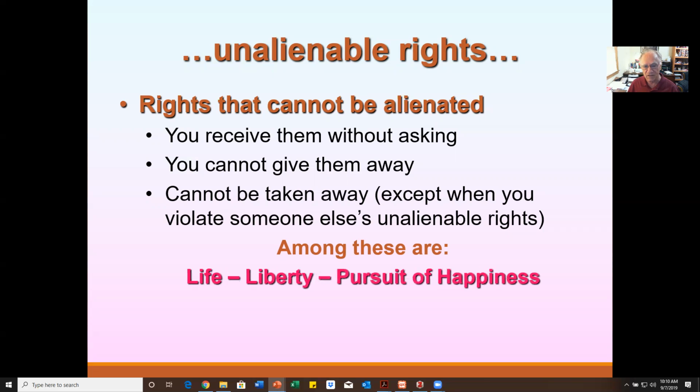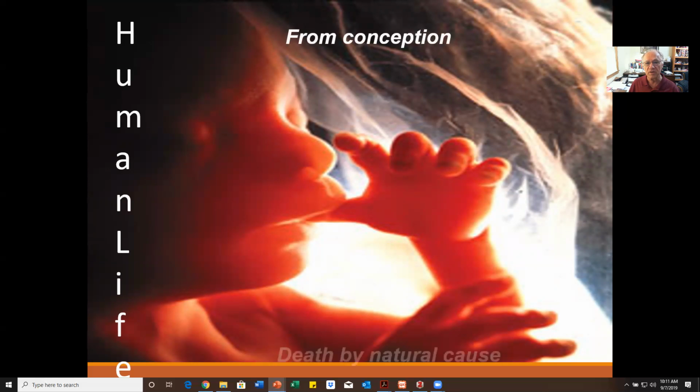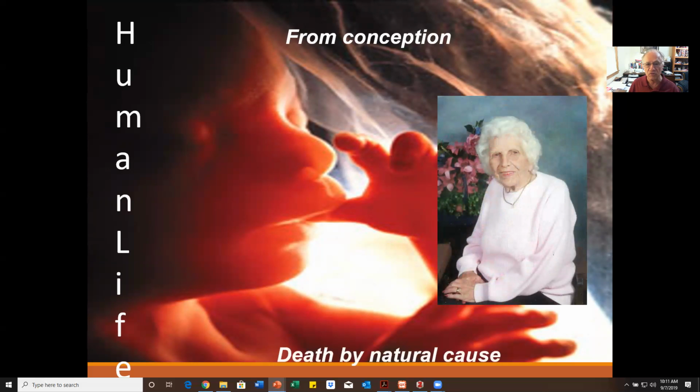So among these, they only list 3. Notice the word among. They're not saying these are the only 3 unalienable rights, but these are the 3 that they mention: life, liberty, and the pursuit of happiness. And by life, there is no question. What they meant was human life, not animal life, not plant life, not Mother Earth, not the universe, human life. They're talking about from conception until death by natural causes.